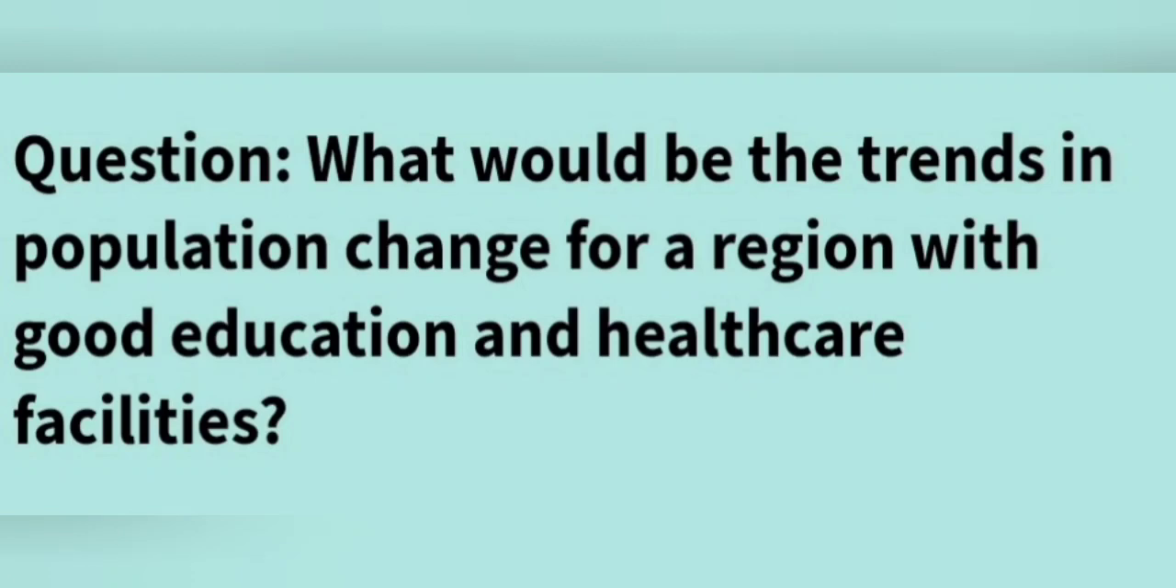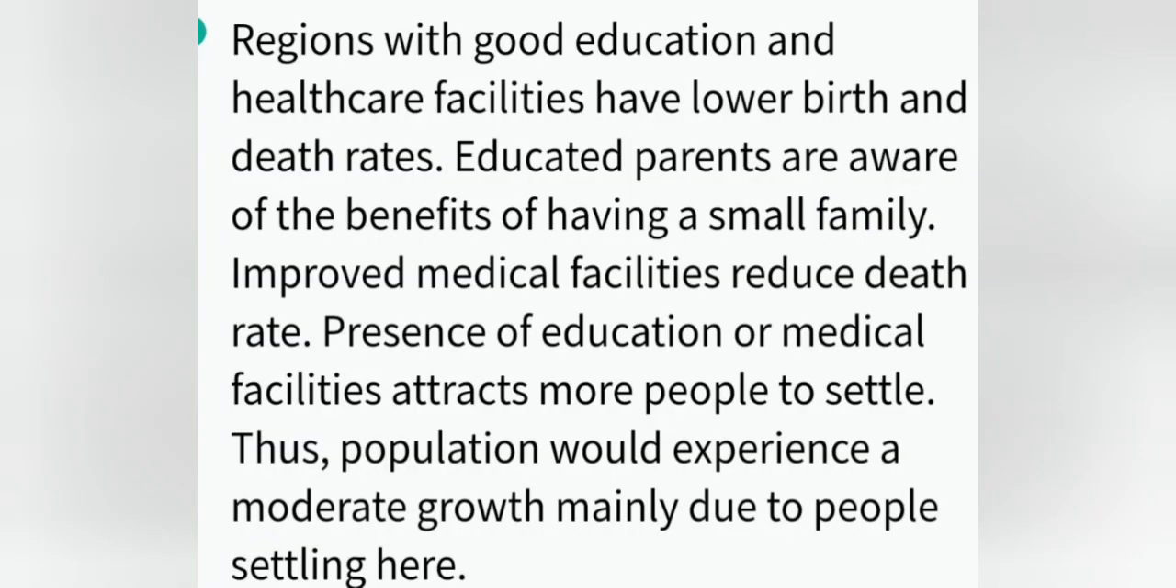So children, another question for you to think. What would be the trends in population change for a region with good education and healthcare facilities? Children, regions with good education and healthcare facilities have lower birth and death rates. Educated parents are aware of the benefits of having a small family and improved medical facilities reduce the death rate. Presence of education or medical facility attracts more people to settle. Thus, population would experience a moderate growth mainly due to people settling here.